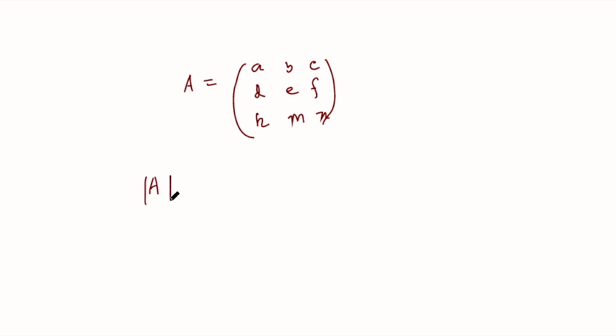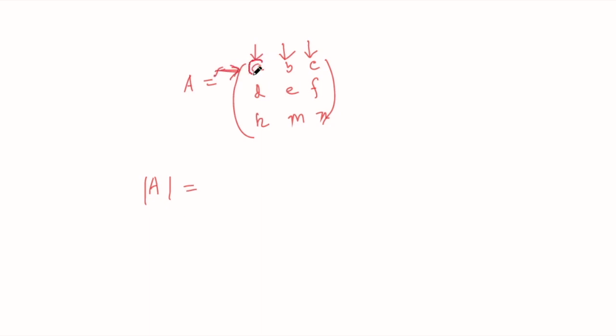And the determinant of A will be what? In order to find the determinant of A, you need to work following either the first row or second row or third row, or the first column or second column or third column. Any one is fine. There are 6 options. You can do any one. Let us follow the first row.